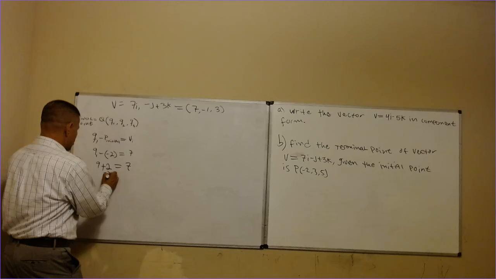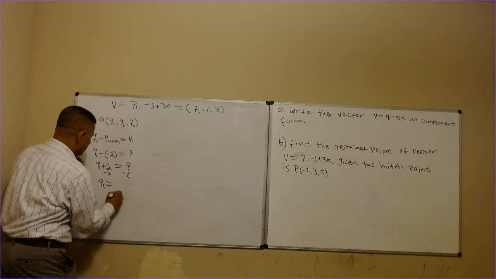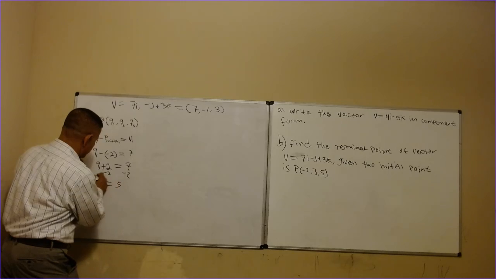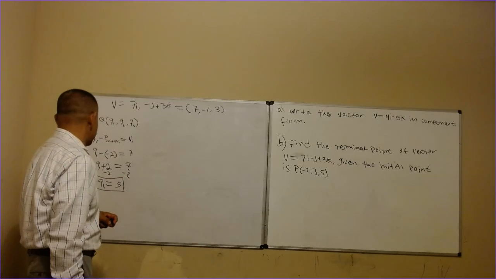Now if I subtract 2 on both sides, Q1 is equal to what? It's equal to 5. Okay, so we did this before. Let's do it again, just making sure that we understand that.